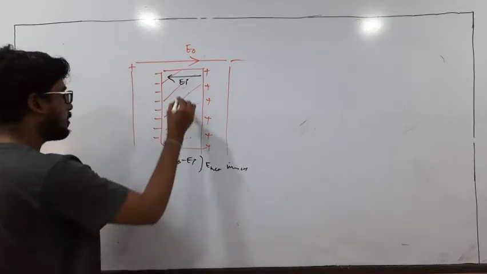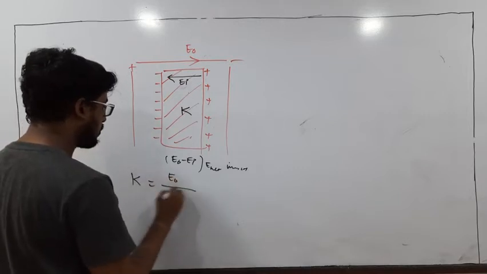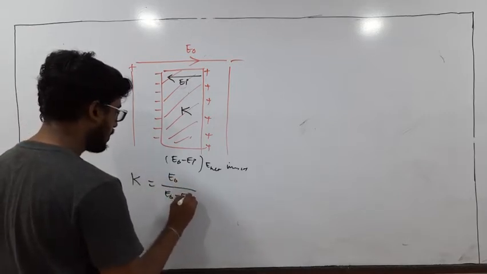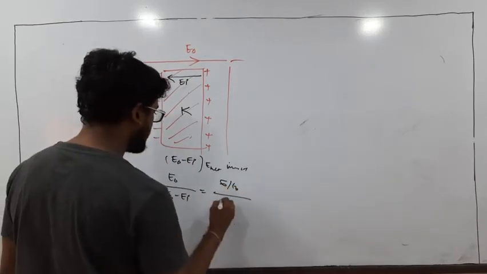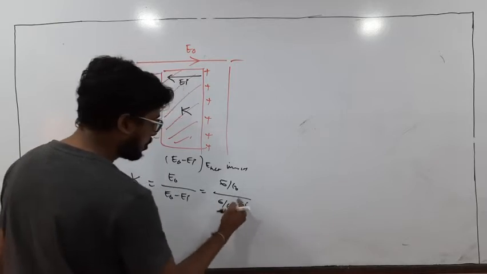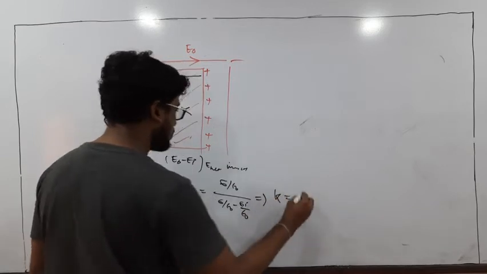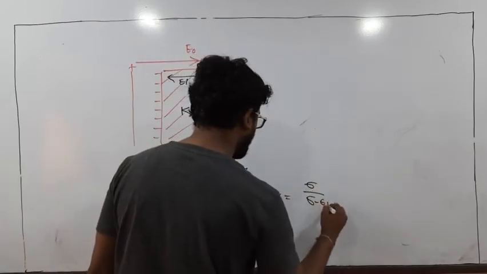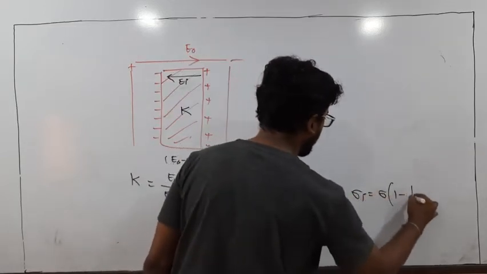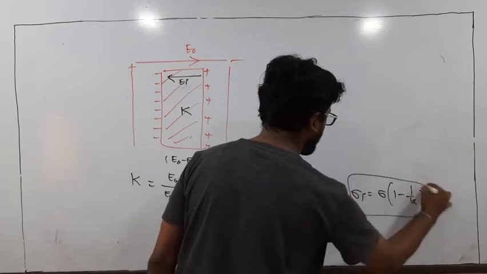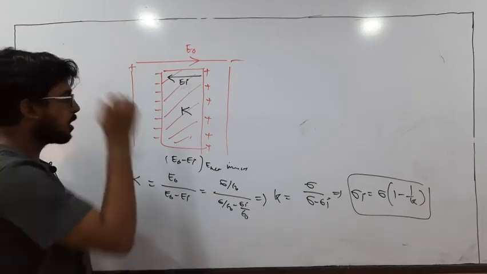So what is the dielectric constant K of this dielectric? K equals the external field divided by the net internal field. So this can be written as sigma by epsilon naught divided by sigma by epsilon naught minus sigma I, the induced surface charge density, divided by epsilon naught. So you get K equal to sigma by sigma minus sigma I, and by solving this we get the induced surface charge sigma I equals sigma into 1 minus 1 by K. You have to remember this relation. K is the dielectric constant of the dielectric. Clear?